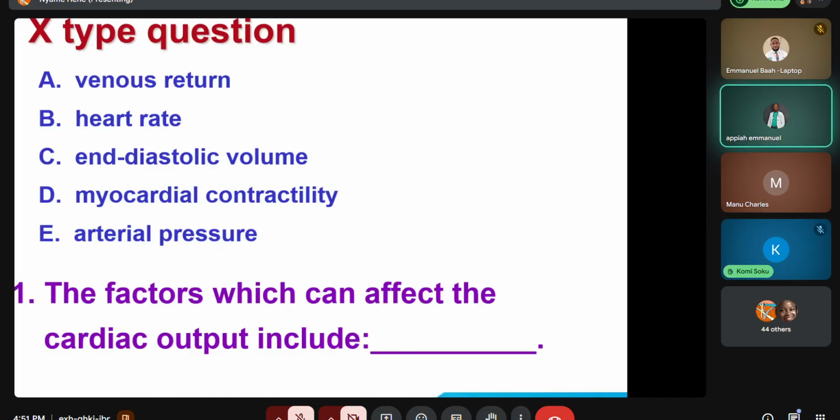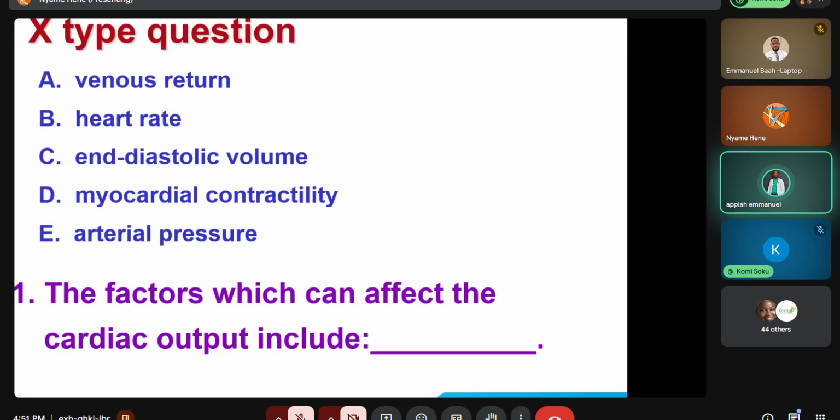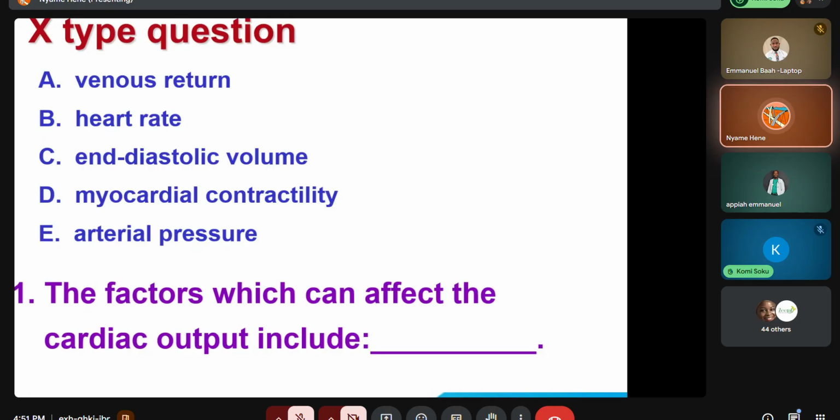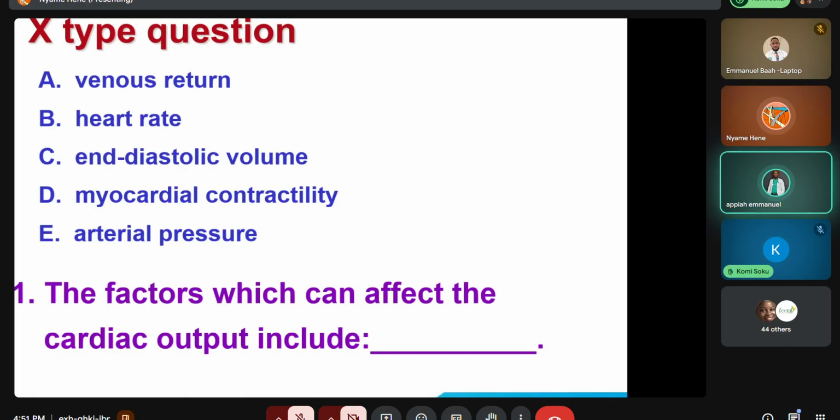Affecting. Listen here. If the blood that is coming back to the heart is small, it's not the same as the amount that is going to be pumped out. Yes, it's affecting.